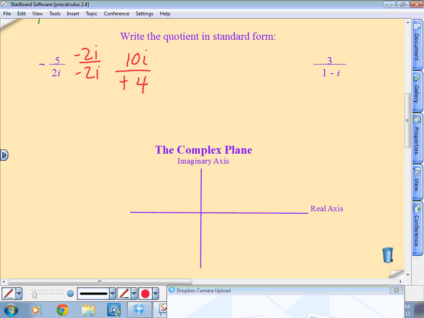So, right? Let's go with that. Is that what you had? Yeah. This times this is 4 minus 4i squared, and this is just negative 1, so it's just positive 4.